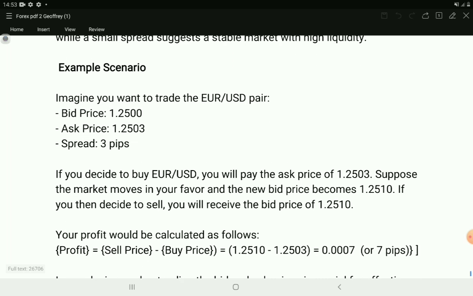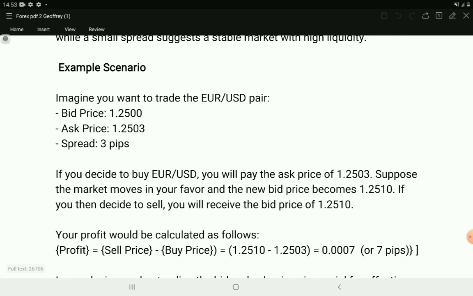Okay, let's give an example here to understand the bid price and the ask price. Maybe for the EUR/USD pair, the bid price is at 1.2500 and the ask price is 1.2503. That is, if you are selling your product to the broker, he will buy it at 1.2500 from you. But if you are buying it from him, he will sell it at the ask price, that is 1.2503. What is the difference in this value? It is 3 pips. You see, the spread now is these 3 pips.